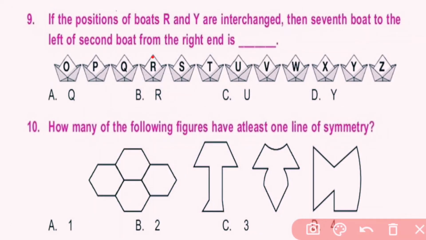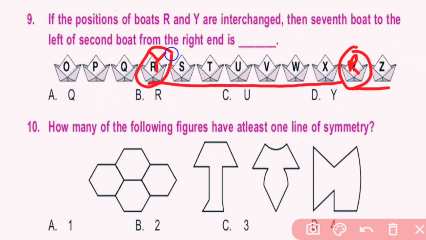Question number 9. If the positions of both R and Y are interchanged, then the 7th boat to the left of 2nd boat from the right end is dash. If the position of both R and Y are interchanged, then Y will come here and R here. So the 2nd boat from the right end is R, and 7th to the left of R is boat Y. So D is the correct answer.